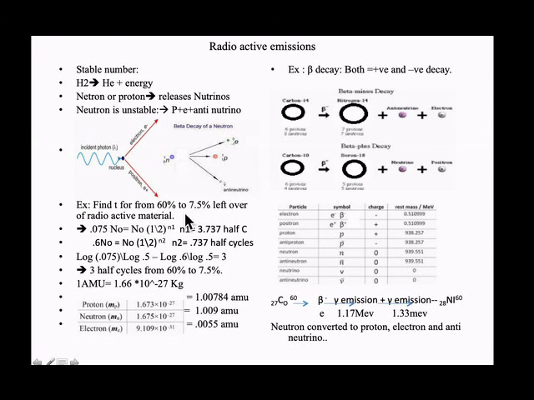One half cycle, approximately 30, 15, 7.5. It is like that: 60, 30, 15, 7.5, halving each time. So that way it goes on. So it takes 3 half cycles.